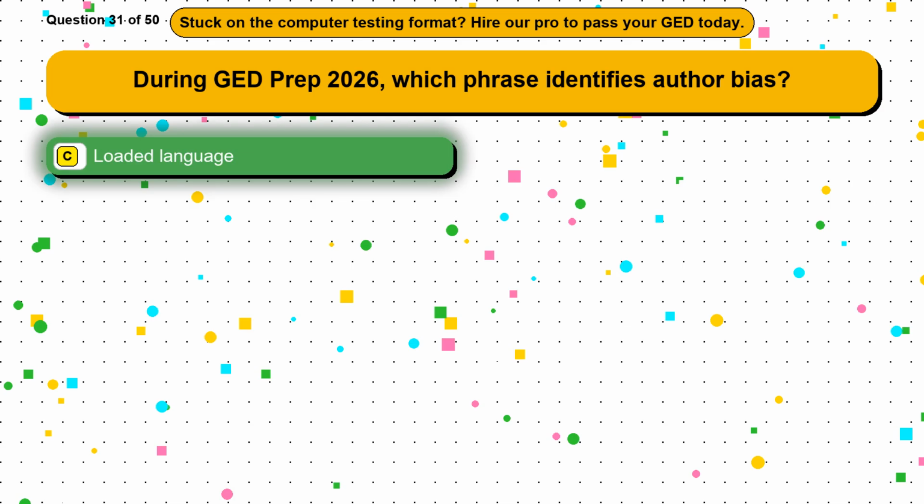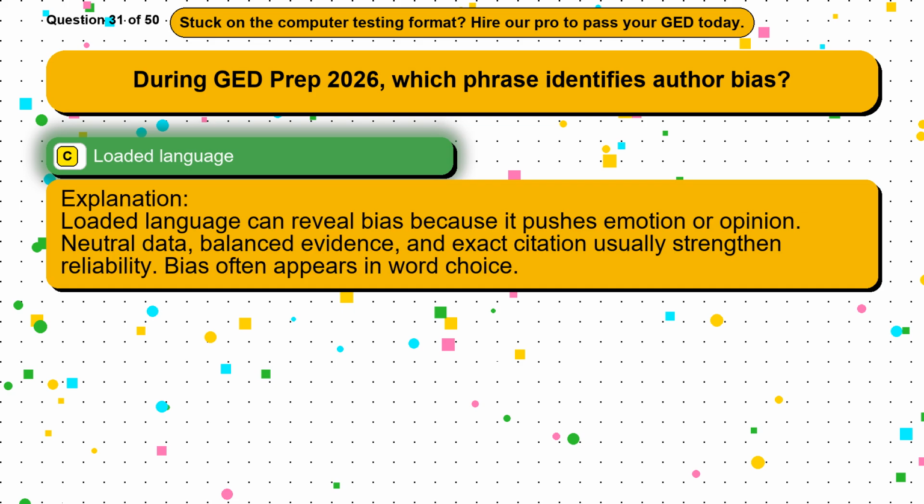The correct answer is option C. Loaded language. Loaded language can reveal bias because it pushes emotion or opinion. Neutral data, balanced evidence, and exact citation usually strengthen reliability. Bias often appears in word choice.